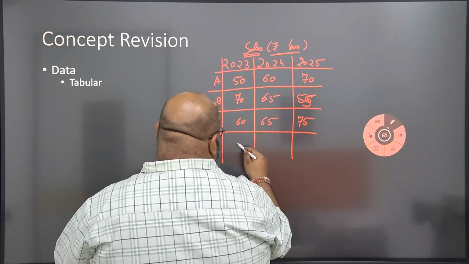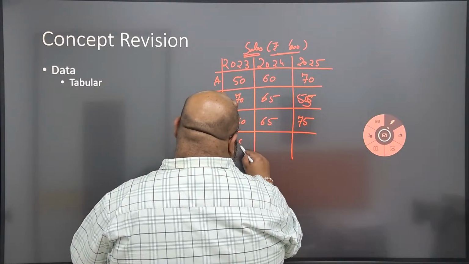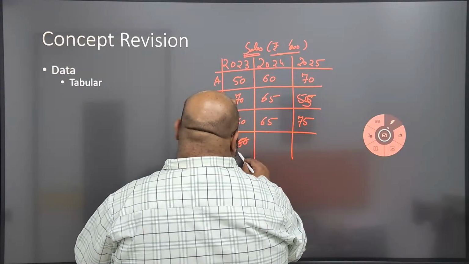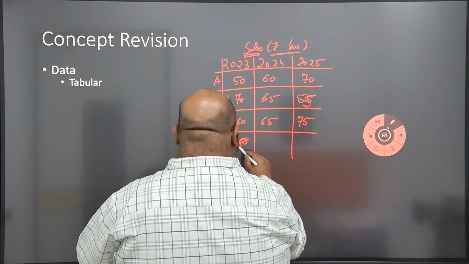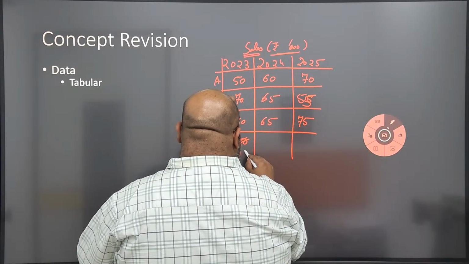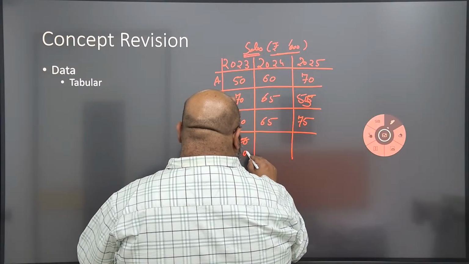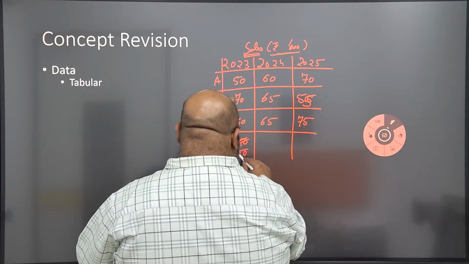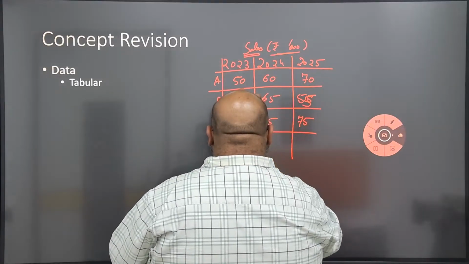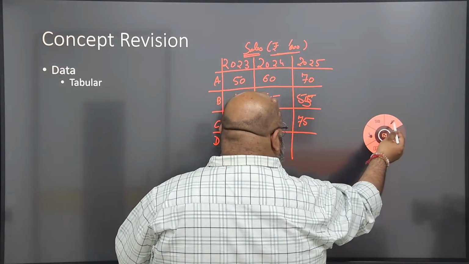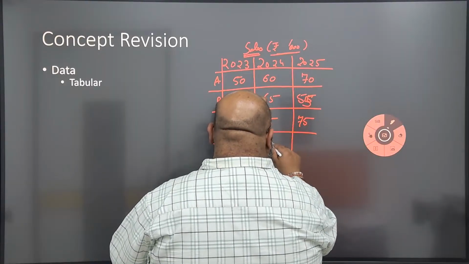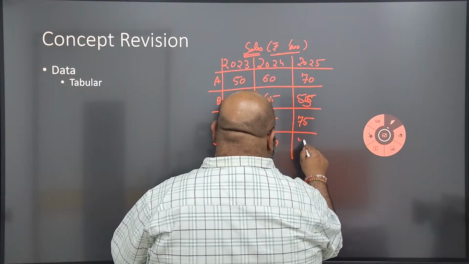For D, it is more of an up and down. Starts from say 40, then increases to say 80, comes down to 70.